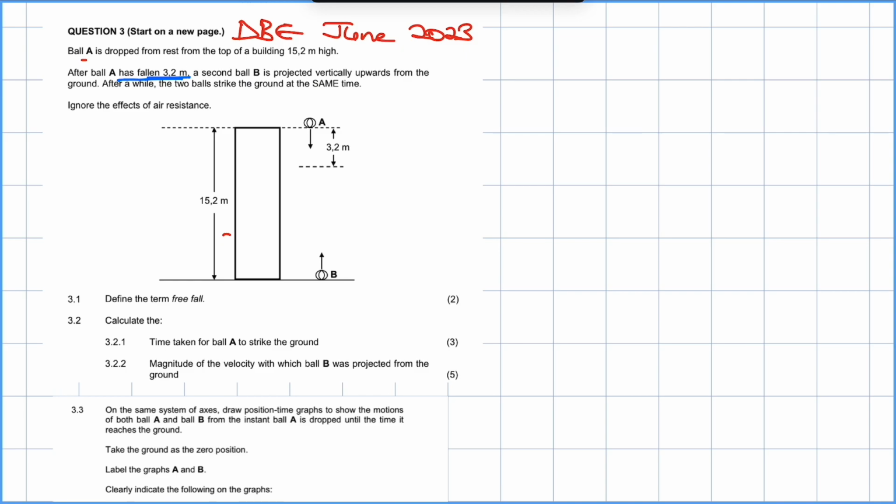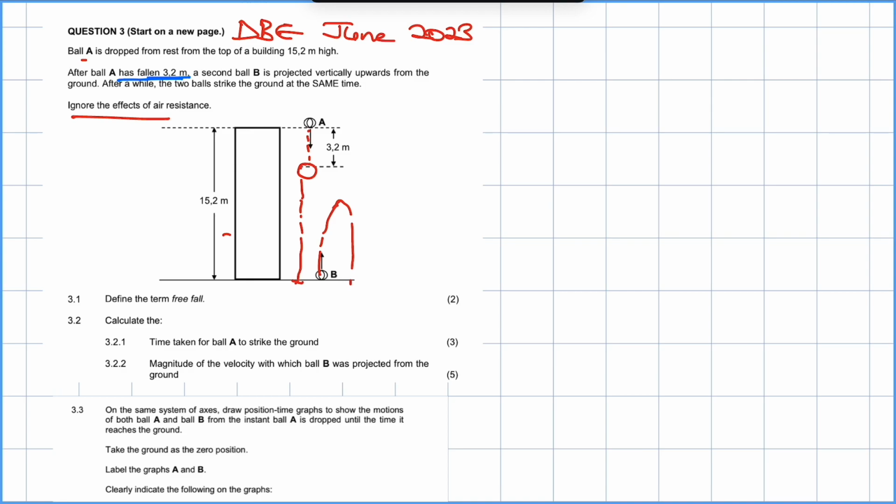So meaning that ball A would have fallen to this point, and then once it gets to that point, ball B will be projected upwards, reach maximum height, then hit the ground, and ball A will continue going down until it hits the ground. Okay, we are asked to ignore the effect of air resistance.